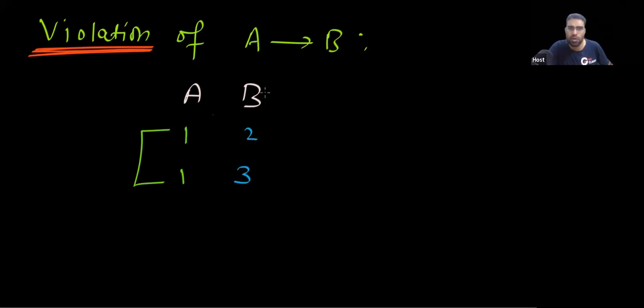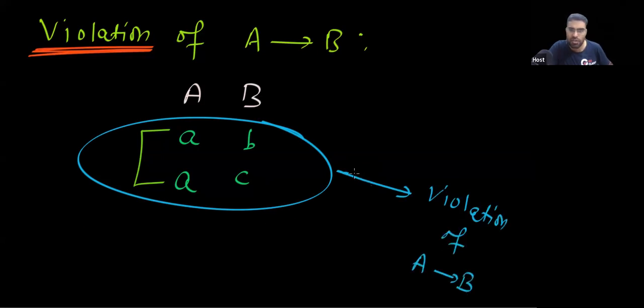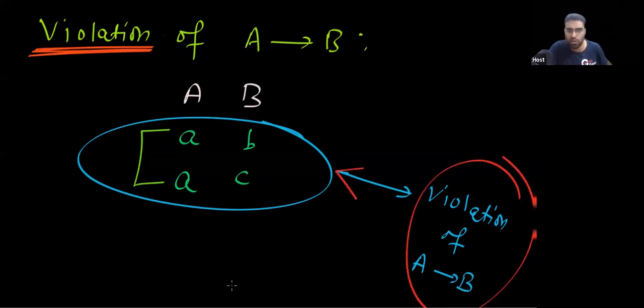So if you want to create a violation of A determines B, you must have this type of situation: in two tuples you have the same A value, but you have different B value. If this situation is there, that implies a violation of A implies B. This is the situation for violation of A implies B.